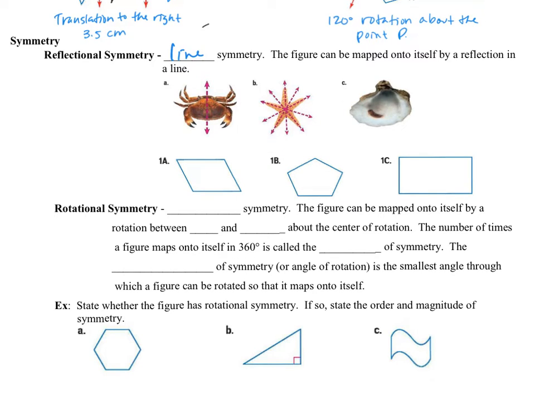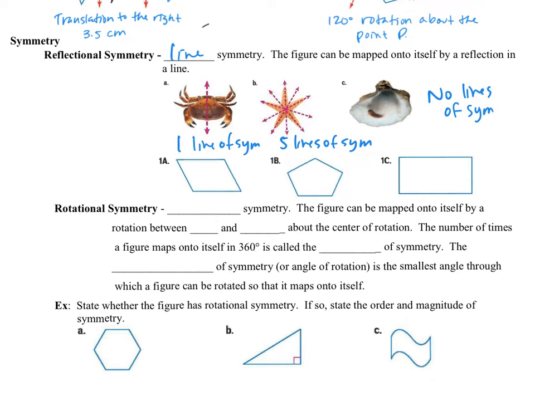Now letter C, I think I changed your notes. I think you have a picture of a duck on your notes, but I think this was a seashell. But no matter what, if you look at your example or this example, there is no line I could draw where the left side would match the right side or the top would match the bottom. So let's go back and just summarize. The first figure has 1 line of symmetry. The second one has 5 lines of symmetry, and the third example has no lines of symmetry.